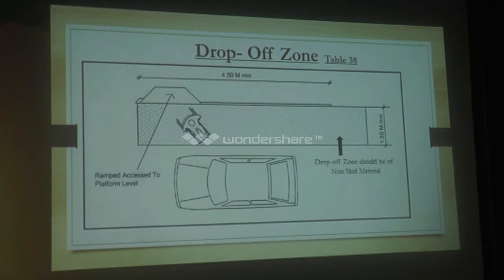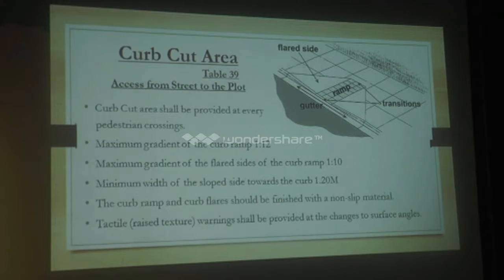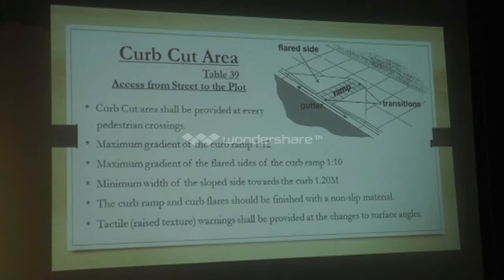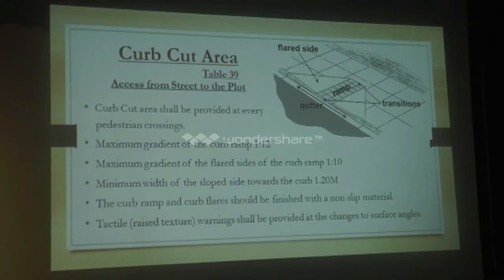A drop-off zone is compulsory, with a 4.5 meter length as well as a minimum 1.5 meter width. The drop-off zone should be of non-skid material. Curb cut area: this is provided for access from the street to the plot. The curb cut area shall be provided at every pedestrian crossing.